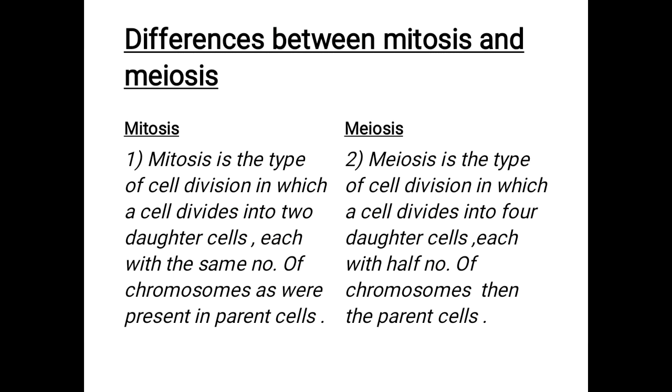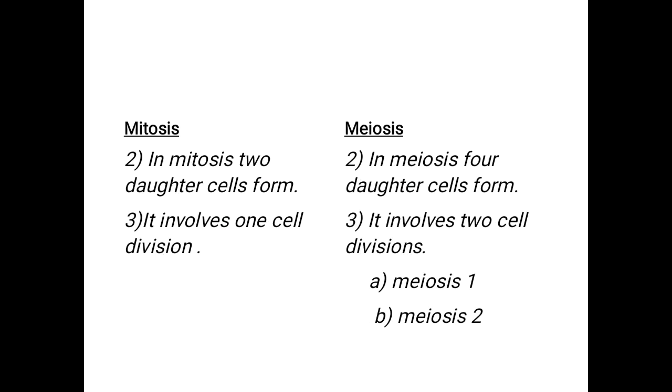In the case of meiosis, the number of chromosomes is reduced to half that of the parent cell. That's why meiosis is also called the reduction division, because the number of chromosomes is reduced to half that of the parent cell. The second point is, in mitosis, two daughter cells form, while in meiosis, four daughter cells form.